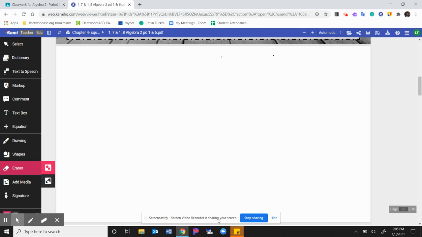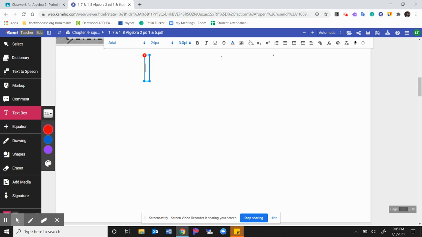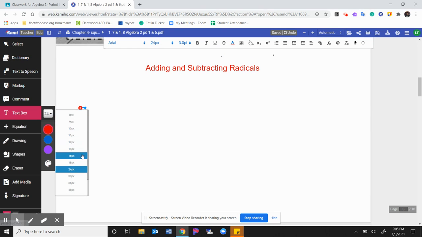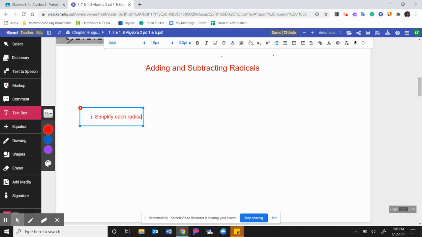So if you did not get a piece of paper yet, please do so. And please label your paper adding and subtracting radicals. Okay, so we got that labeled. All right, so next here we're just going to go through the steps. So step number 1 is going to be to simplify each radical. And you do that the same way that you just did your quiz, okay? And we'll go through what that looks like as well.